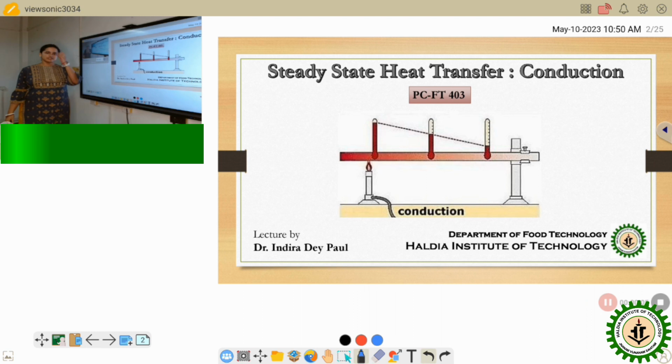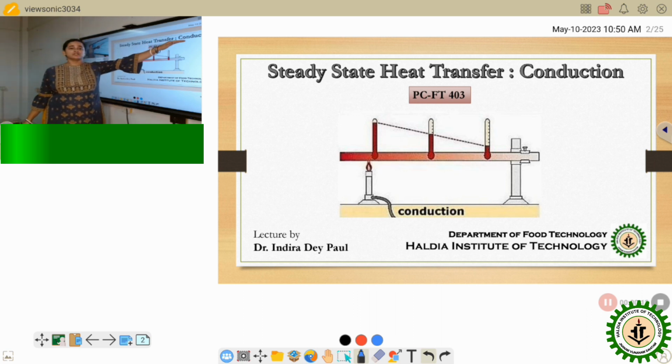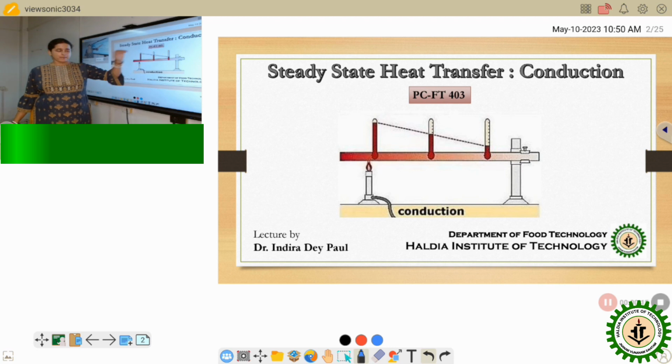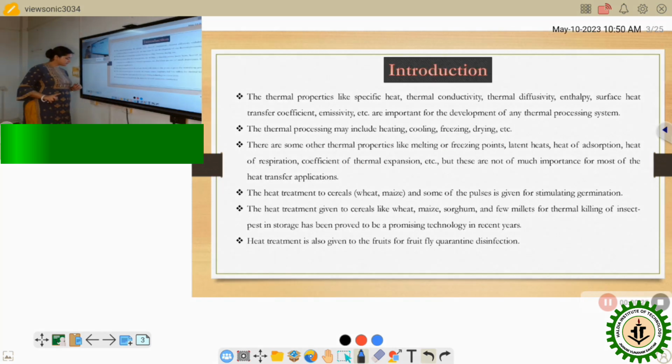So today we will start with a small part of engineering properties of food material, that is steady state heat transfer, and our discussion will be confined to conduction. Now, why are we talking about these engineering properties? In engineering properties, or precisely I can say thermal properties, why do we need to study about that?